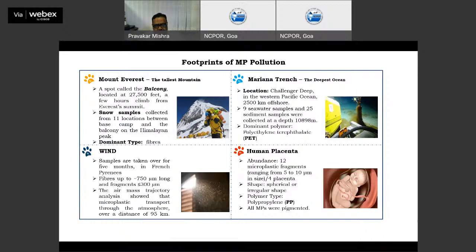There were 9 seawater samples and 25 sediment samples collected, and they found that the dominant polymer is PET, polyethylene terephthalate. Similarly, on the tallest mountain, Everest, we have seen that the dominant type is fibers. In the human placenta, it has also been reported that the polymer type is polypropylene. By wind, it can also travel a distance of 95 to 100 kilometers. Even in some studies, we have also seen it in the desert.